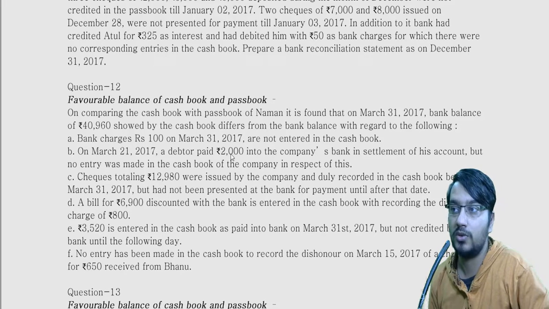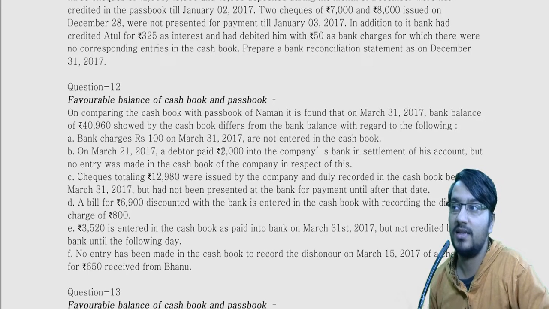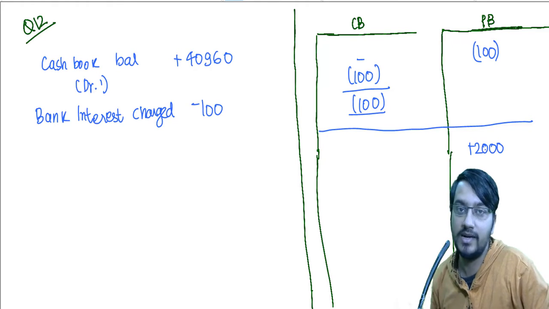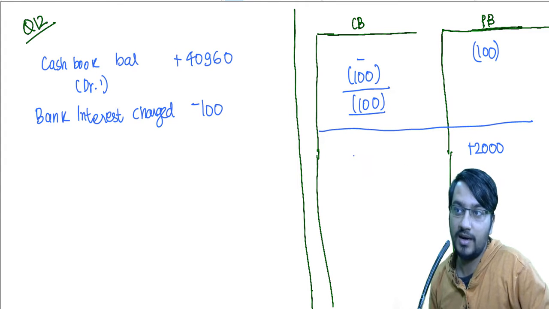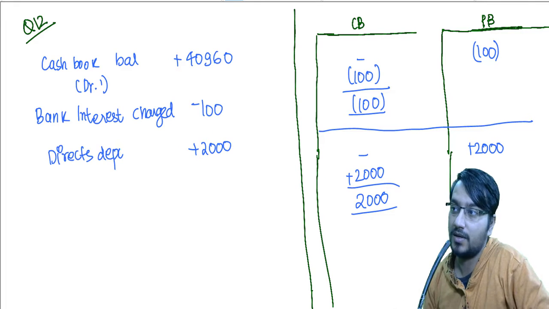bank account. So this must be plus 2000 in the passbook, but still the adjustment needs to be made. This was plus 2000 because the debtor directly paid to me. This is the starting point. Nothing was entered here. So for the adjustment, we'll just add 2000 here to make things equal. So this is plus 2000, direct deposit by customer.